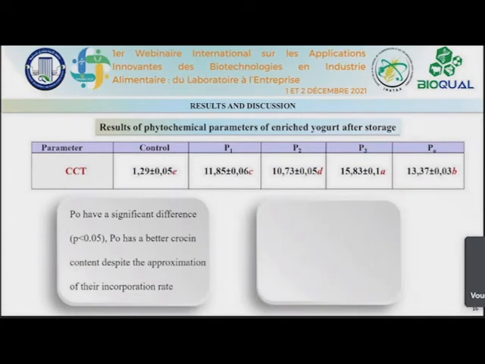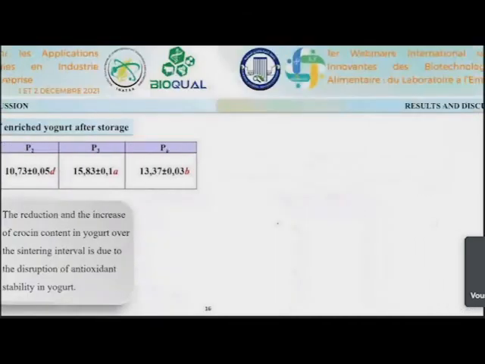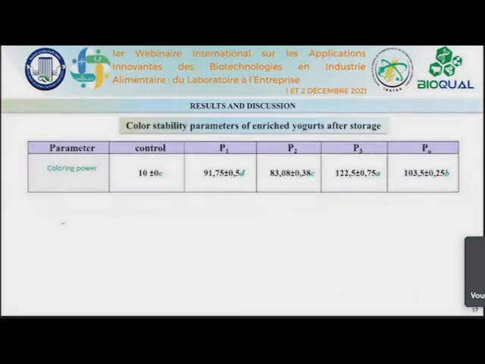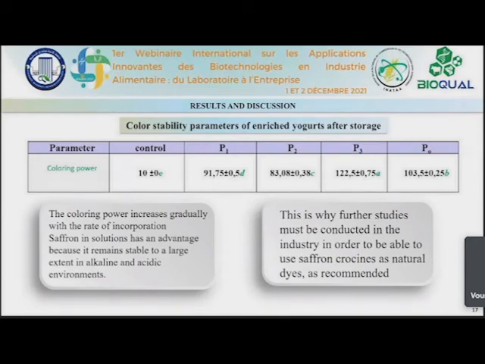Regarding the result of the phytochemical parameters, which is the crocin content, it is observed that the optimized yogurt has a better content, despite the similarity of their incorporation rates. We now go to the colorimetric parameters. The results show that the coloring power gradually increased with the rate of incorporation, which is logical. We also notice that the optimized yogurt has a better coloring power. For this, studies must be carried out in industry to use the crocin of saffron as a natural colorant.